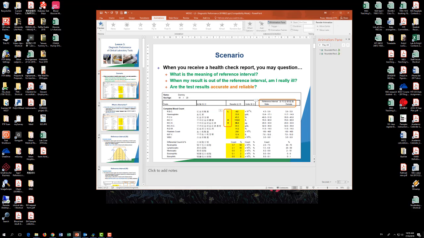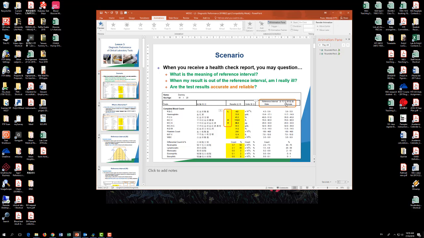So when you have a health check report, you may ask a question: what is the meaning of reference interval? And you can see that if there is any flagging of the results, that indicates that your results are out of the reference interval. Am I really ill? And the report says that I'm normal or abnormal. So are the results really accurate and reliable?